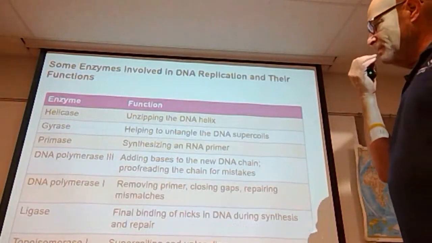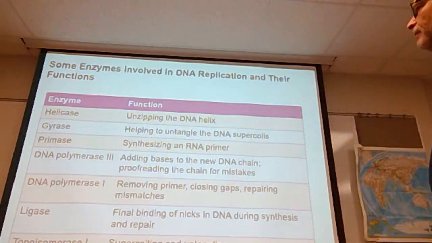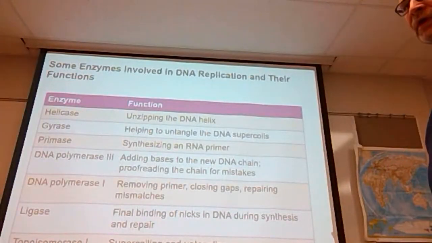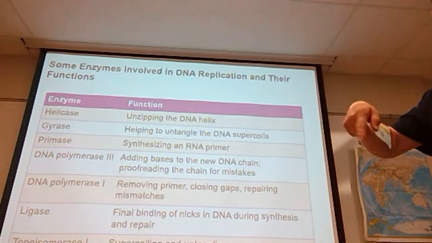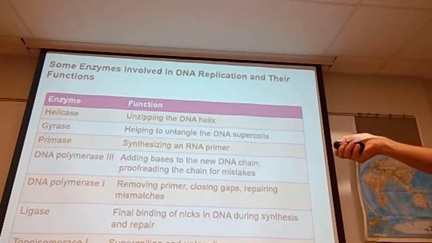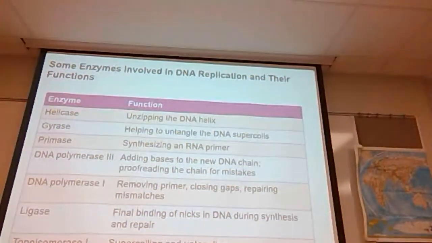So, a quick rundown of some of these enzymes. And again, I will not ask you to remember the function of all of these enzymes. But the helicases unzip the DNA helix, so its name kind of tells you what it does. The gyrase helps to untangle the DNA supercoils. Have you ever seen a child's toy called a gyroscope? It's something that spins sort of within itself. It's a top within a top. So you get that untangling or that coiling. Primase synthesizes the RNA primer. DNA polymerase 3 adds the bases to the new DNA chain and also proofreads, looking for mistakes. DNA polymerase 1 removes the primers, closes gaps, and repairs mismatches.